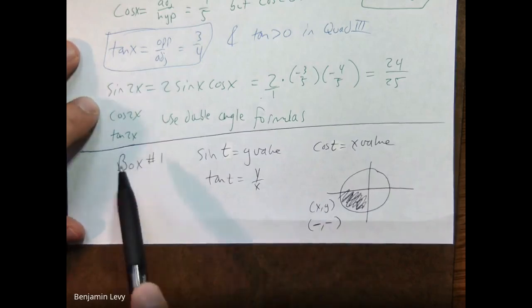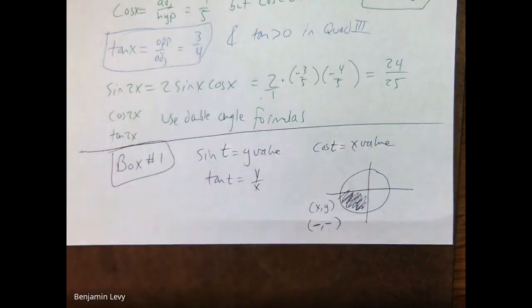It's all based on box number 1, which you will have on the test, and just knowing pluses and minuses on the unit circle, right? Box number 1 and the unit circle really do guide almost every answer in trig.